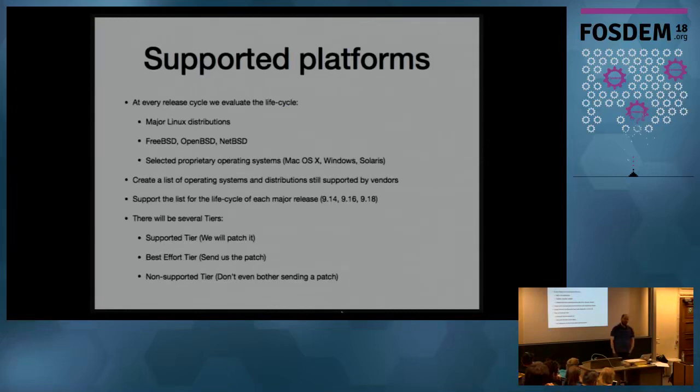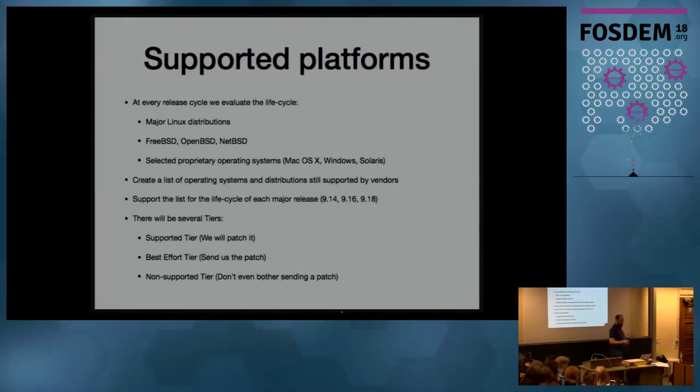Another decision we had to make, because Bind supports almost anything: at every start of the release cycle, we will evaluate the life cycle of the major Linux distributions, BSDs, and selected proprietary operating systems like macOS, Windows, Solaris maybe. It also depends on what systems we have access to, because it's hard to support something we don't run in our labs. At the beginning of each release cycle, we will say we will support these distributions, and it will stay this way. There will be a list for each release, and you will be sure that nothing will break during the whole release cycle. So any breakage could come only at the beginning of the release cycle of each major Bind version.